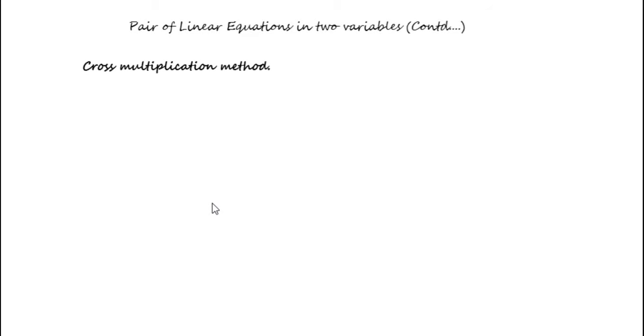Pair of linear equations in two variables. This is the fourth module of this chapter, pair of linear equations in two variables. In this module, we are going to discuss the third method, the cross multiplication method. As per me, this is the toughest method of the three.